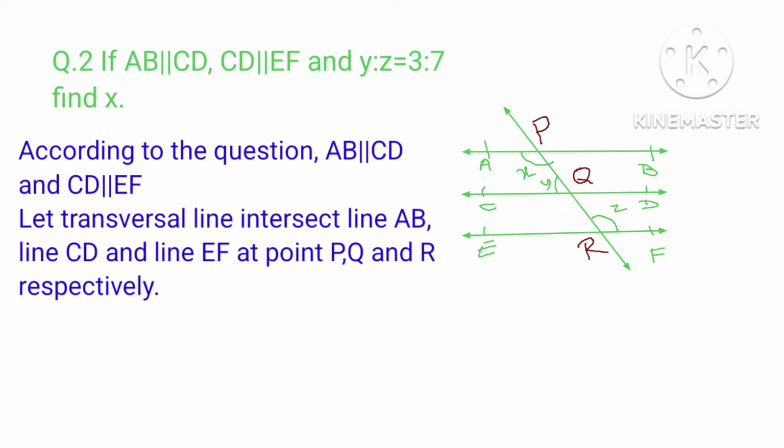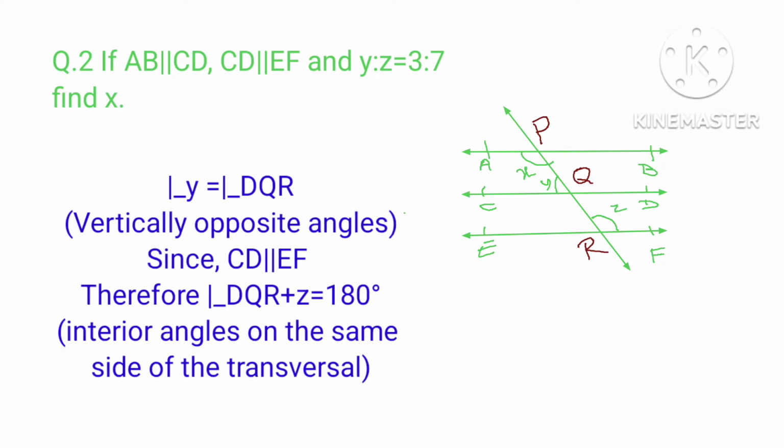According to the question, AB parallel CD and CD parallel EF. Let the transversal line intersect line AB, line CD and line EF at points P, Q and R respectively. Angle y is equal to angle DQR, vertically opposite angles. Since CD parallel EF, therefore angle DQR plus angle z is equal to 180 degree, interior angles on the same side of the transversal.